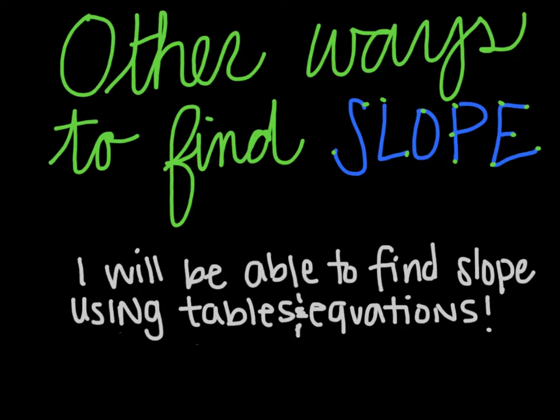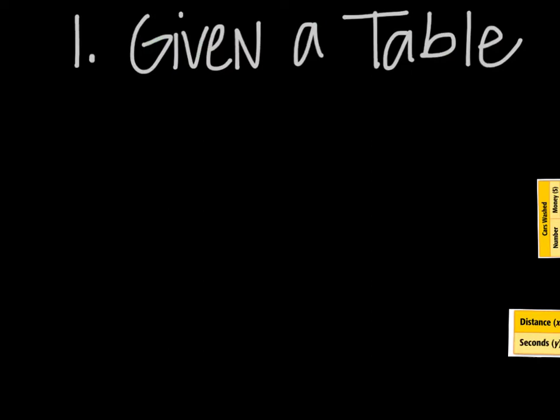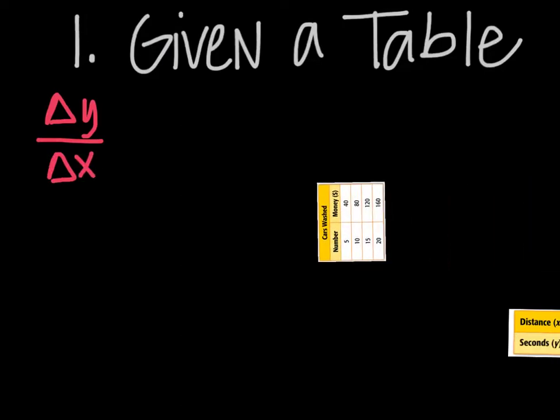Hello, welcome to your next video on the other ways to find slope. You will be able to find slope using tables and equations. So the first one we're going to talk about is how to find slope given a table. And you already know that slope is the change in y over the change in x. So we're going to apply that to what we know.